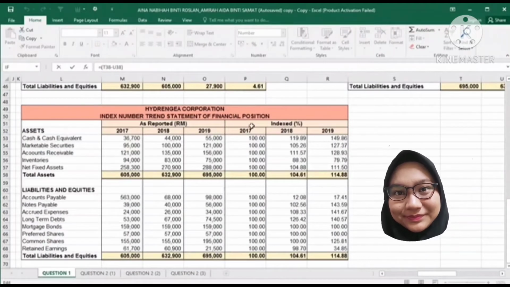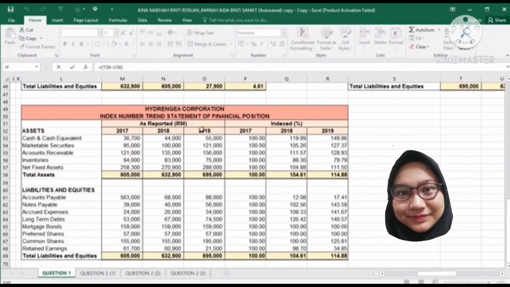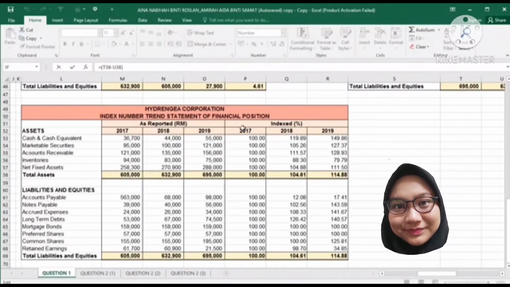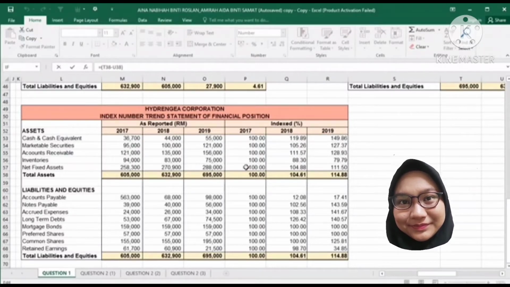Lastly, for question 1, we want to know the index number trend for the corporation. This is the data from the table. For the index, it is in percentage. So for 2017, as a base year, it will use 100% for all the data.